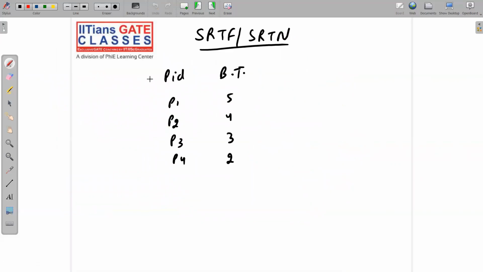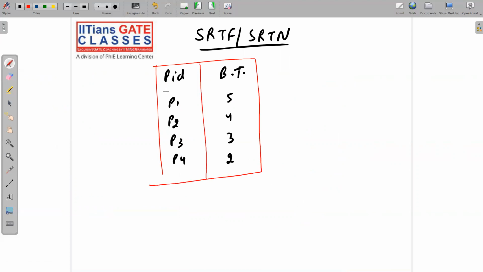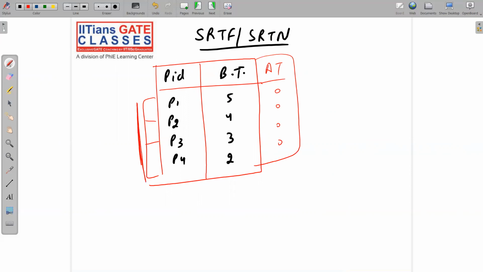So again, I'm showing you one more question on the shortest remaining time first algorithm. Again, this is a very simple example. Now see here carefully, arrival time is not given. I have told you many times, if arrival time is not given, you will take arrival time as 0 for all the processes. So all the 4 processes are available at time 0. When all the 4 processes are available, obviously you will start the process which has the least remaining time, or burst time, which is 2. So P4 will be started first.